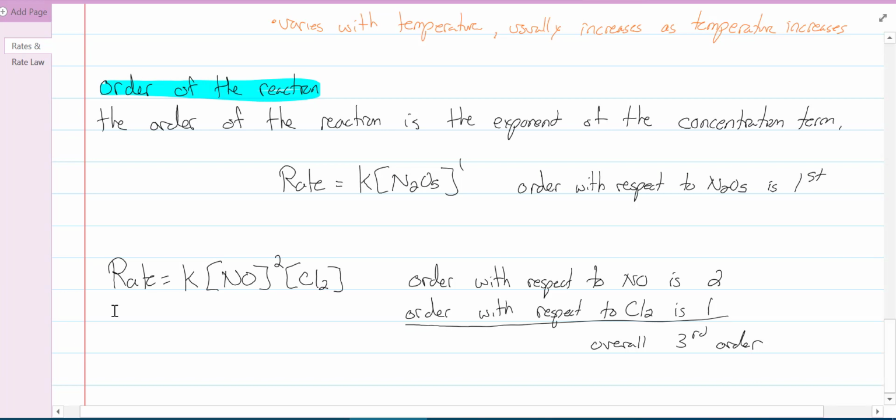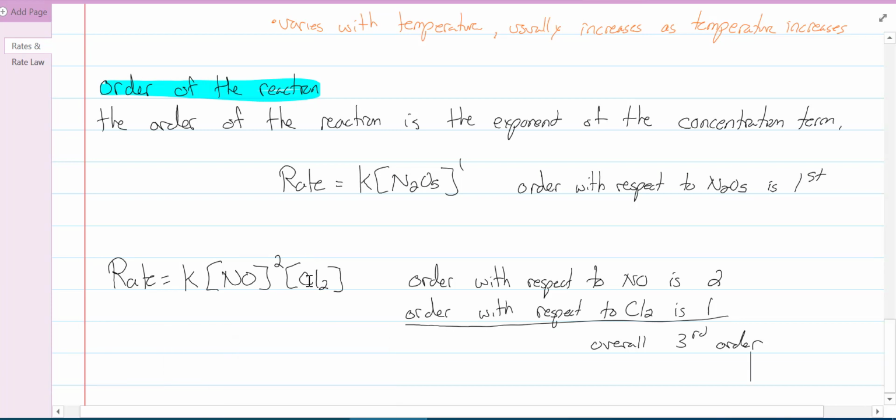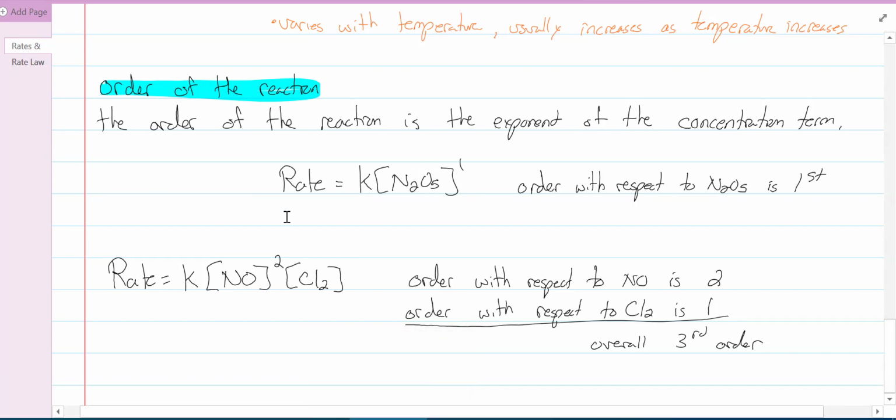Sometimes what happens here, if I double the NO concentration, 2 squared is 4, I get 4 times the rate. So having more NO really increases the rate, by a factor of its square. Doubling chlorine doubles the rate, but doubling NO quadruples the rate, okay? And so that's another way we can actually increase the rate.